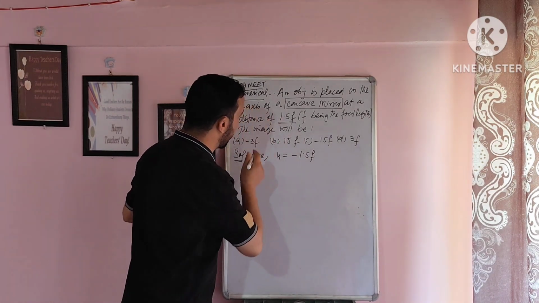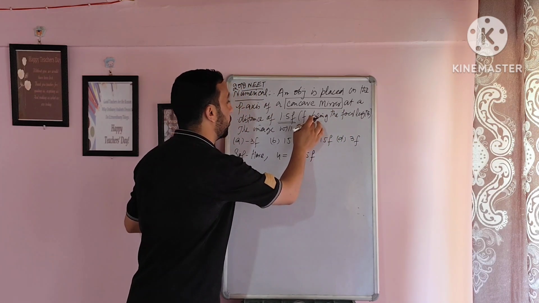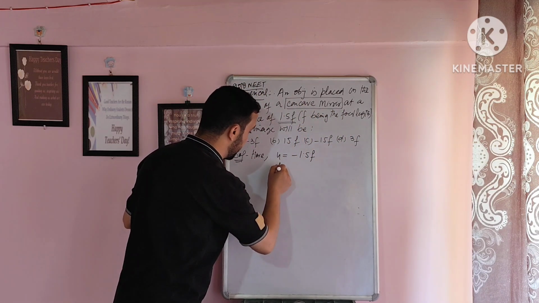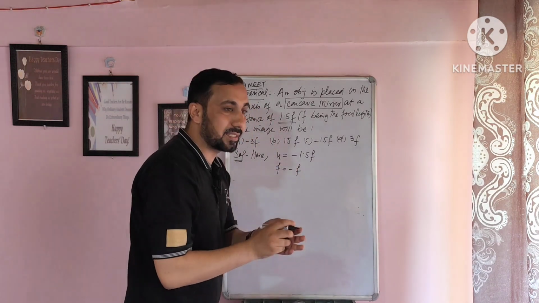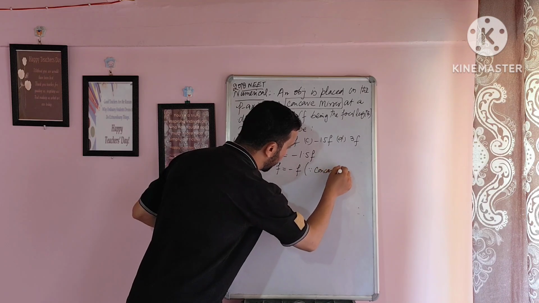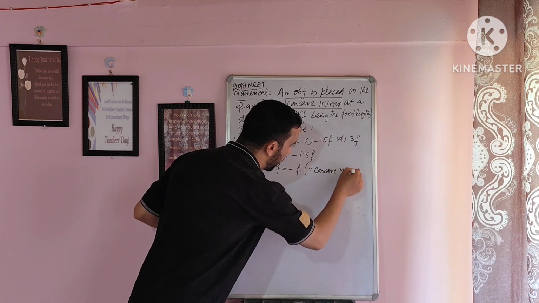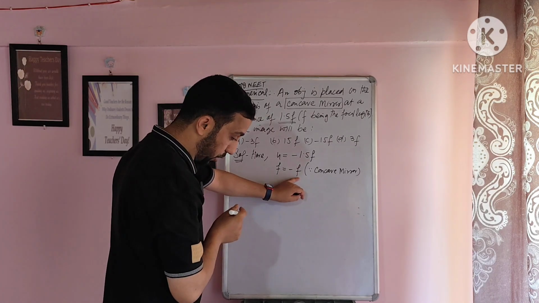Now the focal length. What is the focal length of the concave mirror? f being the focal length, therefore the focal length of the concave mirror is minus f. Why negative f? Because we are talking about the concave mirror. That is why I placed a negative sign with the focal length.